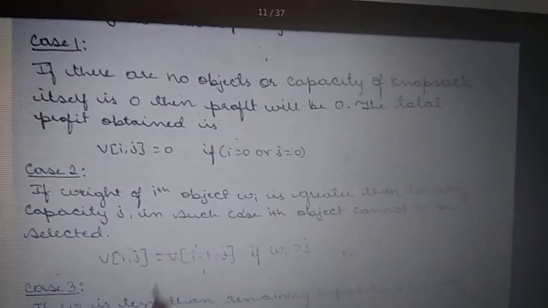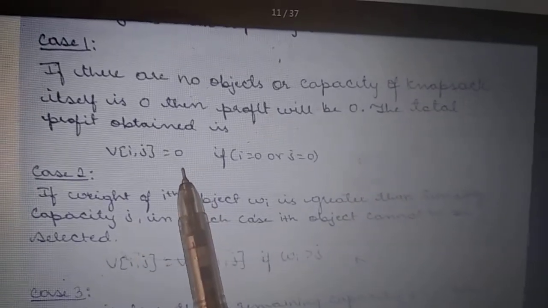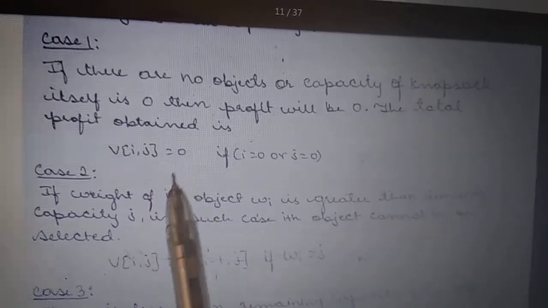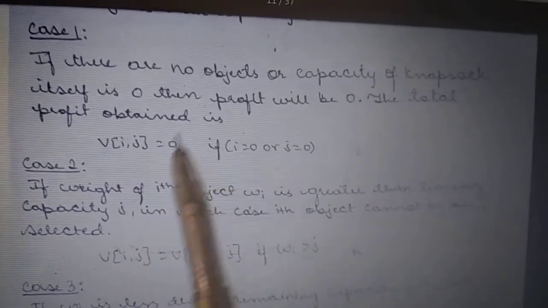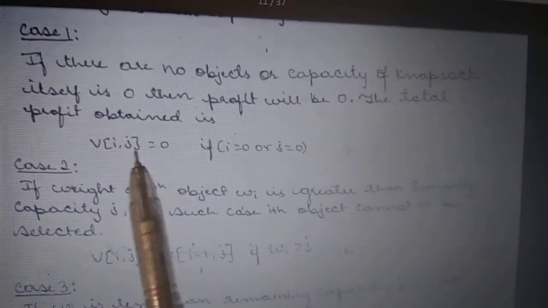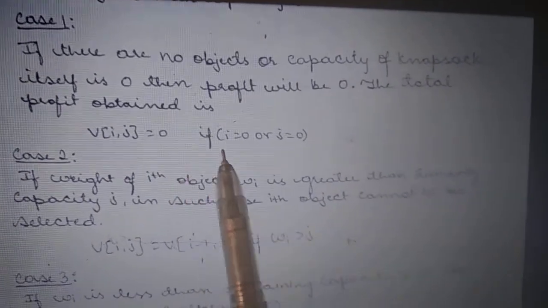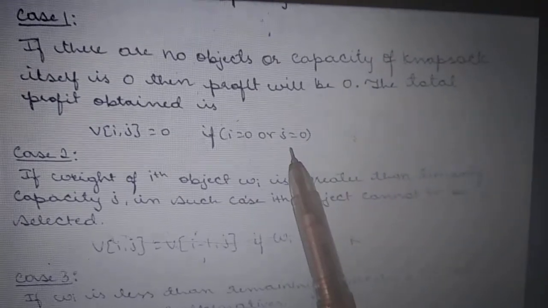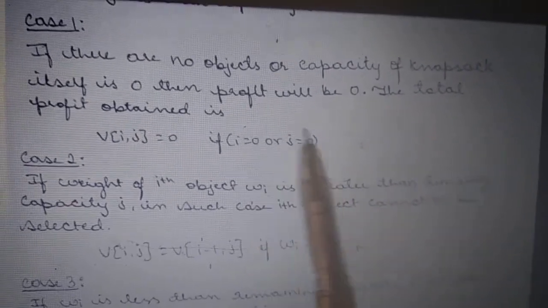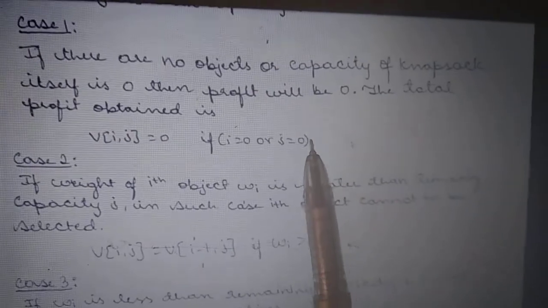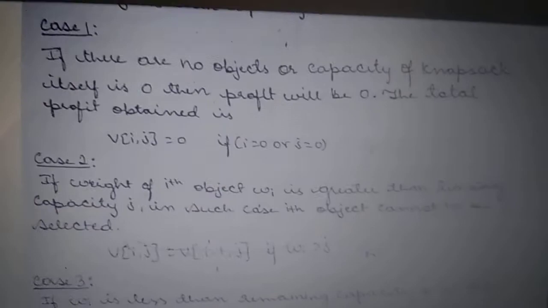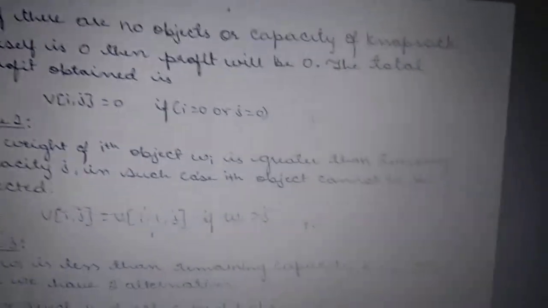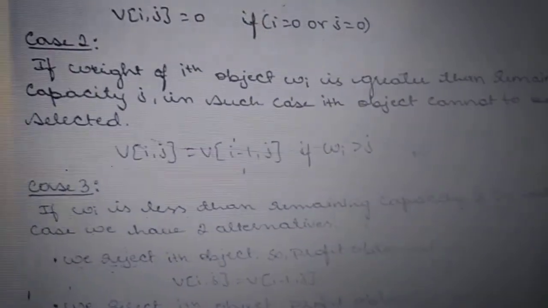The total profit obtained, how will you find it? V of ij is equal to 0. I have already told you v of ij is the profit obtained by i objects and j capacity. Here everything is 0, so the profit v of ij is equal to 0 if i is equal to 0 or j is equal to 0. If any one condition holds, if i is 0 or j is 0, there is no need to calculate any formula, directly you can write v of ij equals 0. This is very important. Then I'll go to case 2.